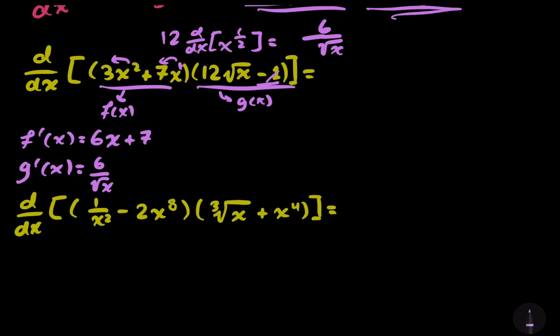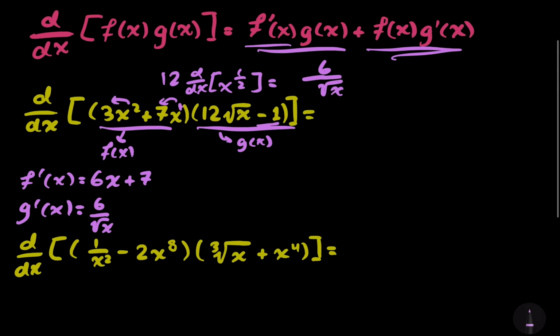And so now what we can go ahead and do is actually apply the product rule. We can put our different pieces together and use the product rule. So let's look at what we have to do. We have to take the derivative of the first function times the second function.